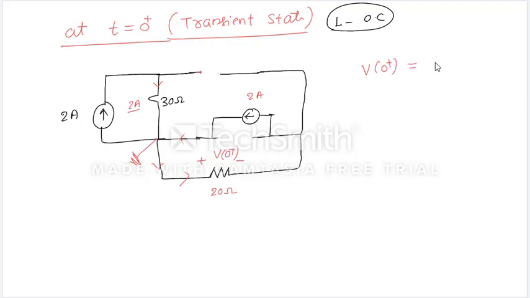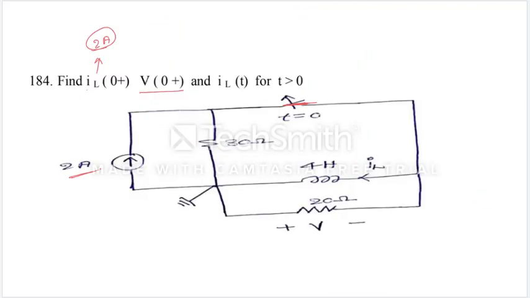So how much is this V of 0 plus now? This is the 2 amperes, so this is 40 volts. Plus 40 or minus 40? Plus 40, isn't it? This is V of 0 plus. That's what they asked me to find. So this is 40 volts.